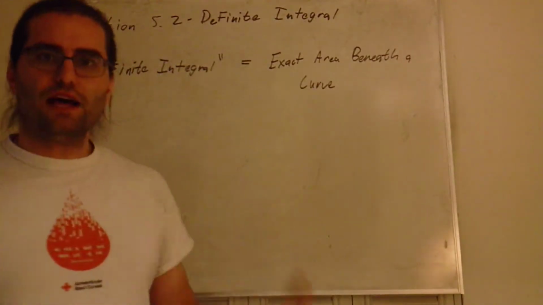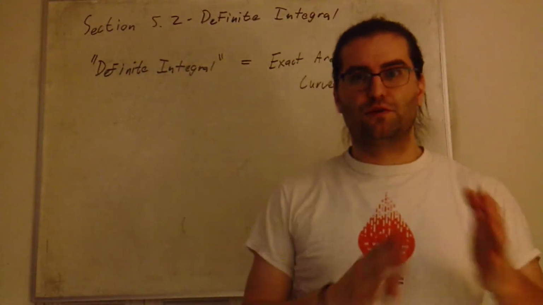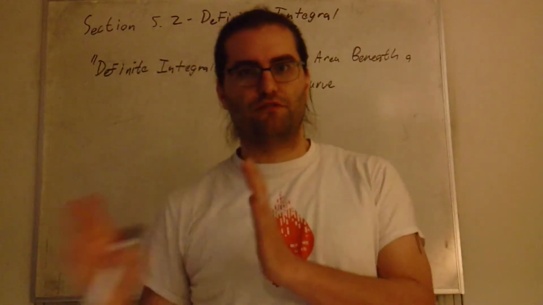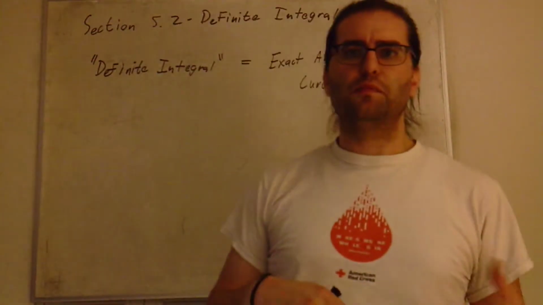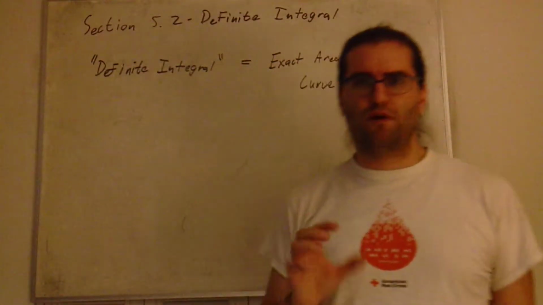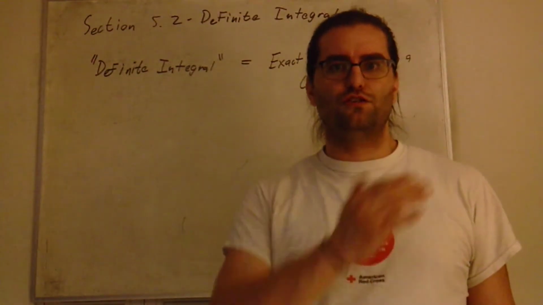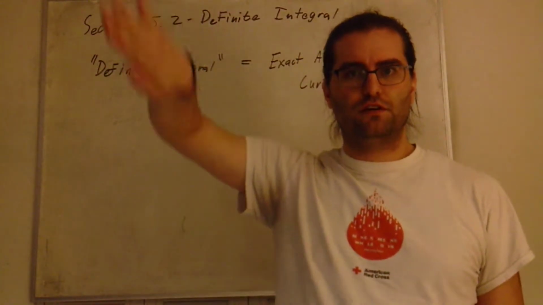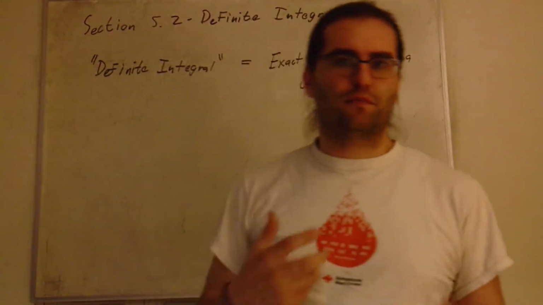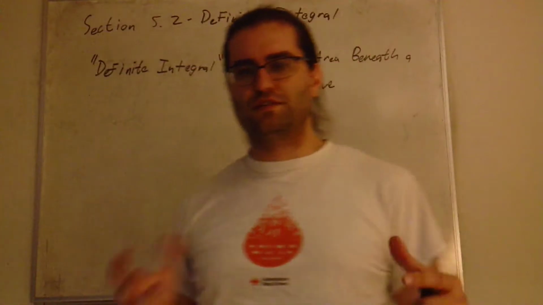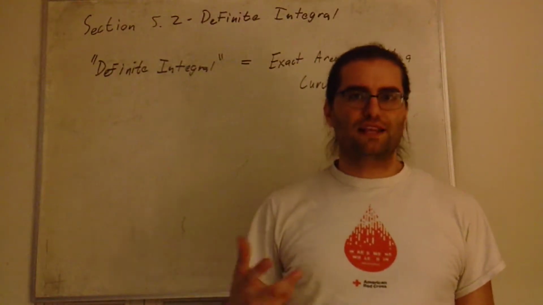So in the last section, 5.1, we were doing approximate areas. We were using Riemann sums with a different number of rectangles to approximate the area below a curve. But those approximations always had some margin of error in them. Because we were using rectangles to approximate a curved area, there was always going to be some extra piece missing or some extra piece that wasn't completed. So we always had these approximations.